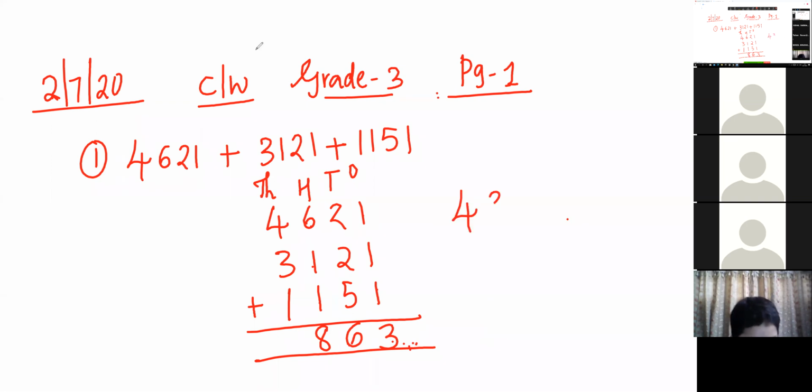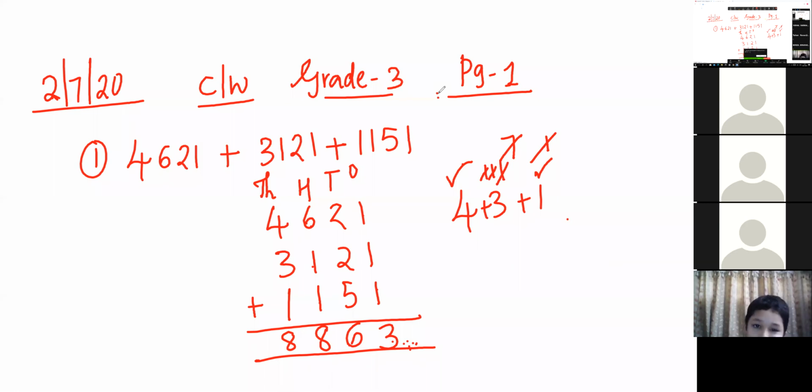4, 3 and 1. Here we have to add these 3 numbers. Keep 4 in the mind, 3 fingers open. 4 after 5, 6, 7. Now keep 7 in the mind, 1 finger open. 7 after 8. It's 8. So after you add these 3 numbers, each of which has 4 digits, what is the answer you are going to get? It's 8,863.